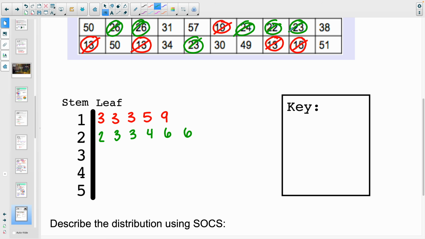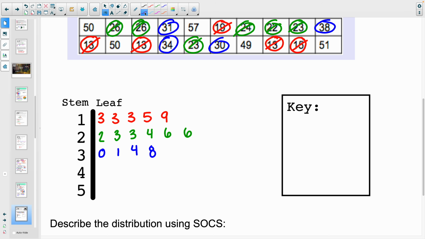And we move on to the 30s. For the 30s, we have 31, 34, 30, and 38. When you have 30, you put a 0 on this side. That represents 30. And then we have 31, 34, 38.